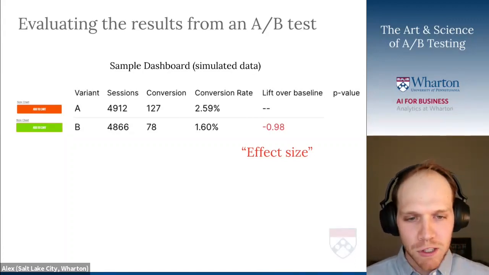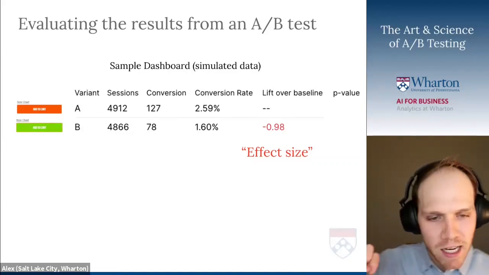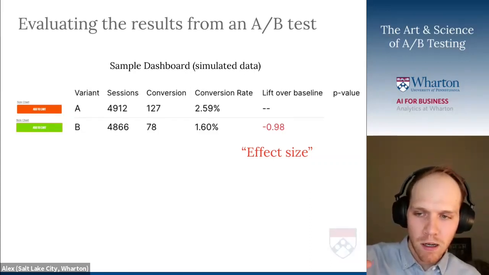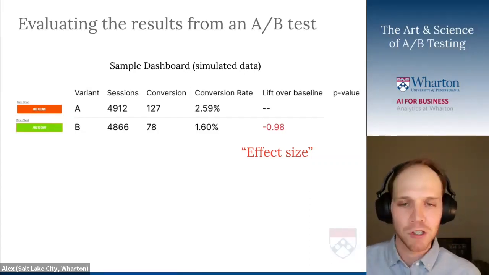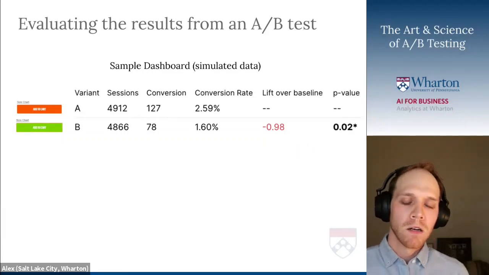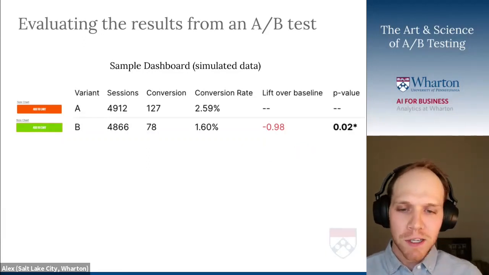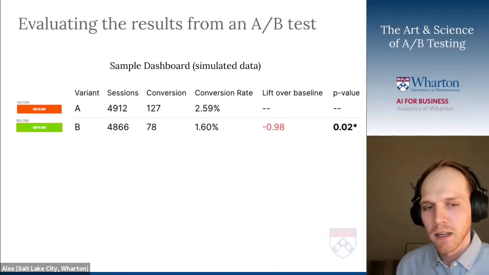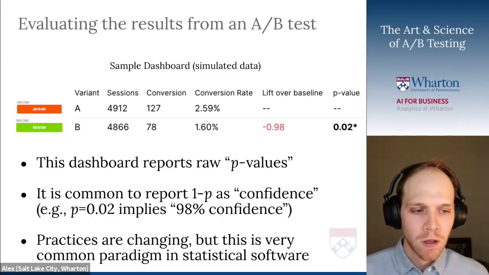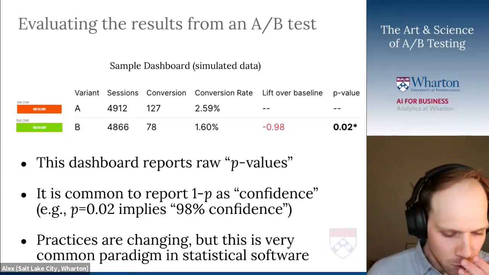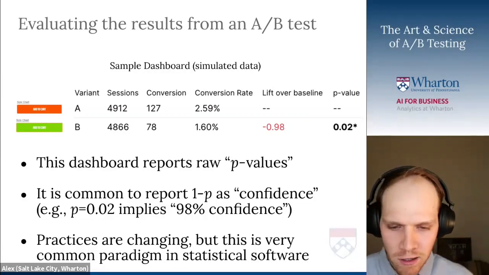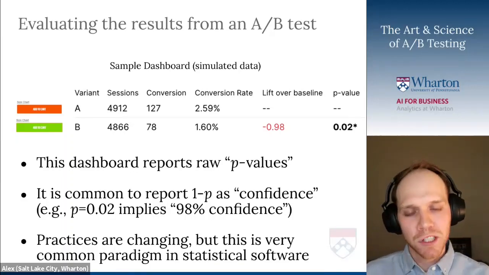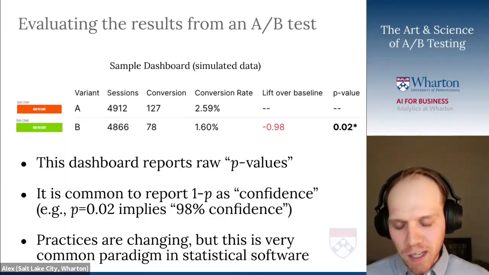Okay, so coming back to the results here, you have the effect size, which is kind of the key metric. In this case, version B is negative relative to version A, it has a lower conversion rate. And also almost every testing interface is going to report some form of statistical confidence. In this case, I'm reporting the p-value. I'm going to explain a little bit more about how to interpret this in coming slides, but you'll often see the p-value, which is a form of quantifying statistical confidence.